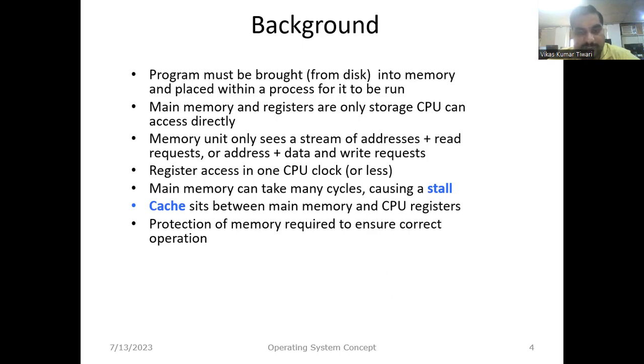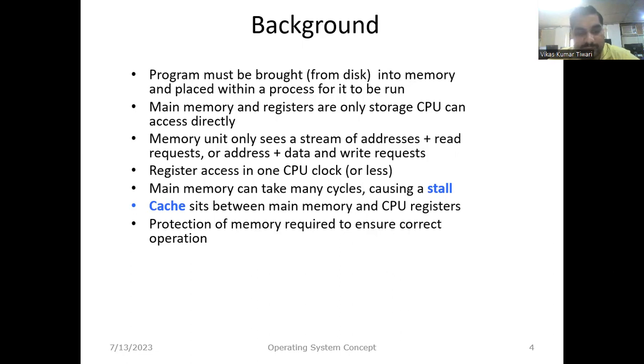Register access takes one CPU clock. One CPU clock means one cycle. So registers are the fastest memory, and that's why the CPU is the fastest. We are not utilizing 100% of the CPU, so this is one of the biggest tasks: how to increase the CPU utilization.